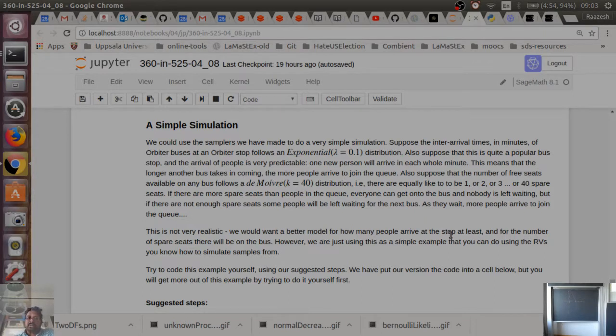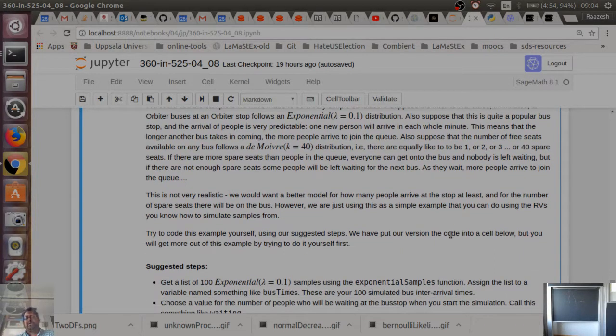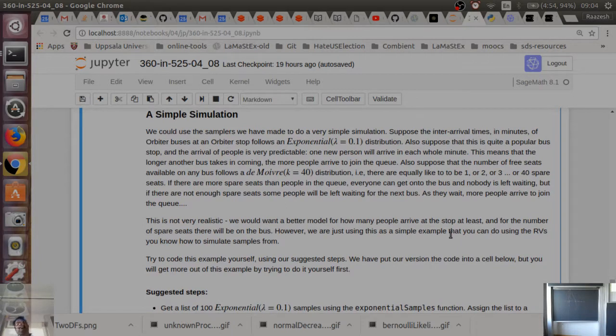Yeah, so if there are more seats than people, then of course everyone can get onto the bus and nobody's left waiting. But if there are not enough spare seats, some people will be left behind. As they wait, more people arrive to join the queue. Of course, people are arriving at the bus stop at some rate as well. So it's not too bad, right?